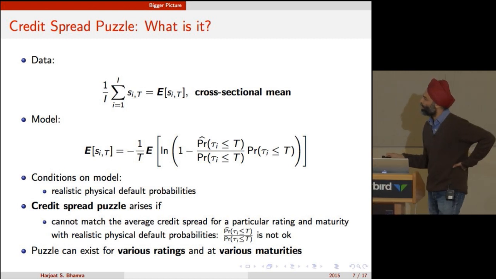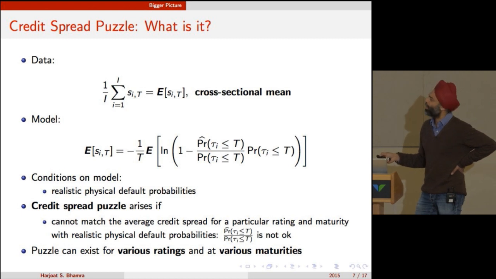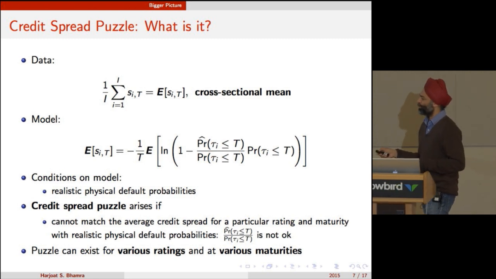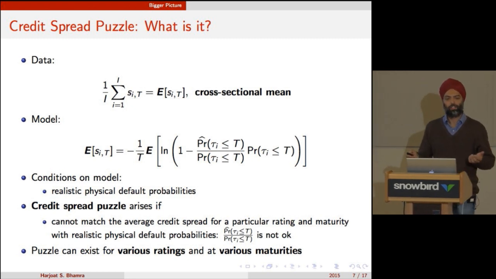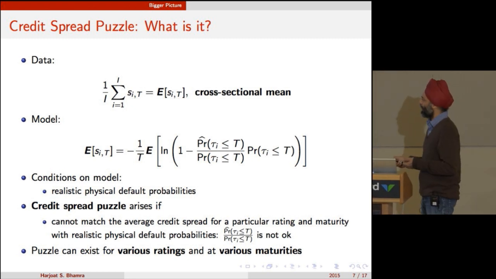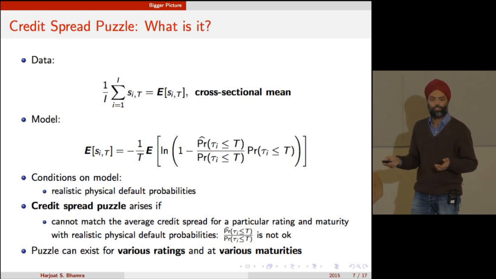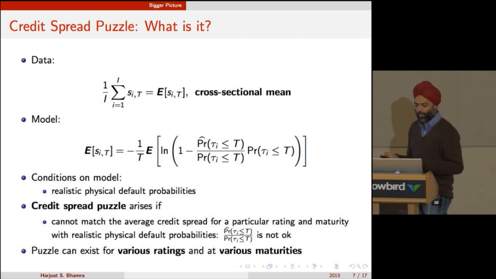The first thing. And a credit spread puzzle, how does it arise? It arises if we cannot match the average credit spread for a particular rating and maturity with realistic physical default probabilities. Basically it means something about this ratio of risk-neutral to physical default probabilities is not right. That's when the credit spread puzzle arises. And of course, this puzzle can exist for various ratings and at various maturities.